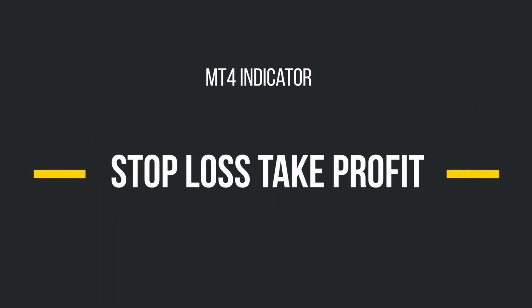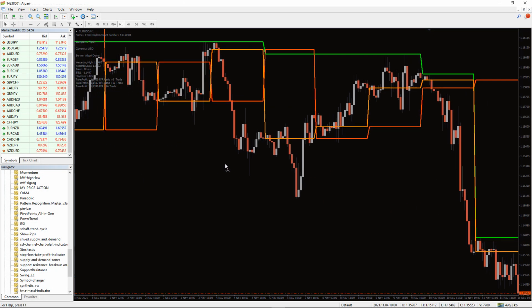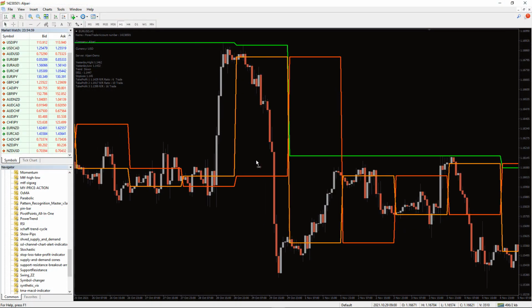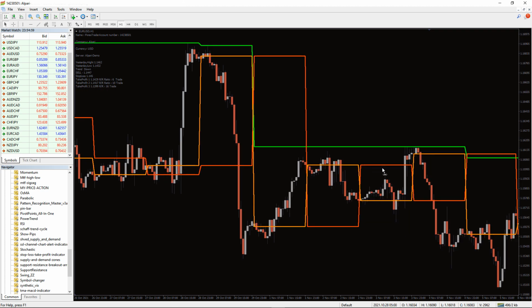Stop loss take profit indicator is designed to solve this problem. The indicator analyzes the market and determines the trend direction. It then provides you with an ideal entry point. Depending on the determined buying or selling price, the indicator will provide you with exit points levels.